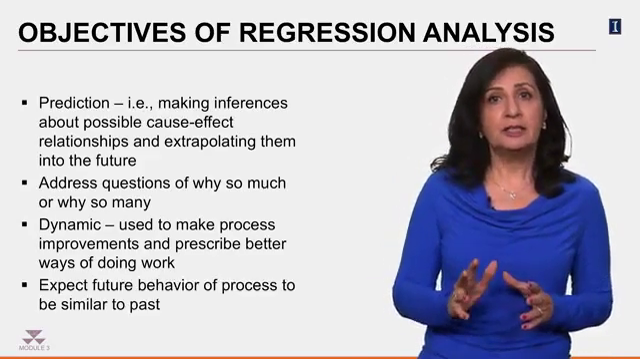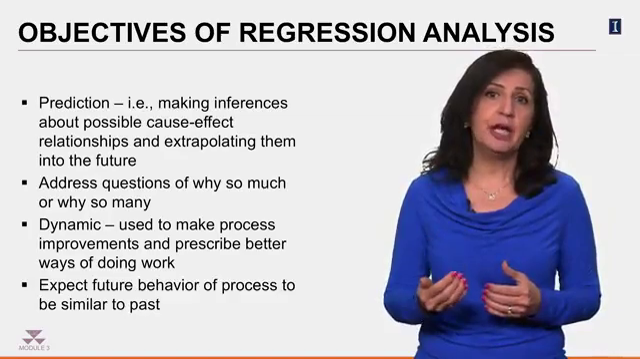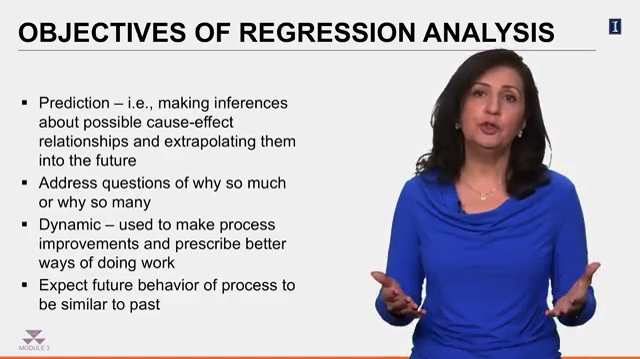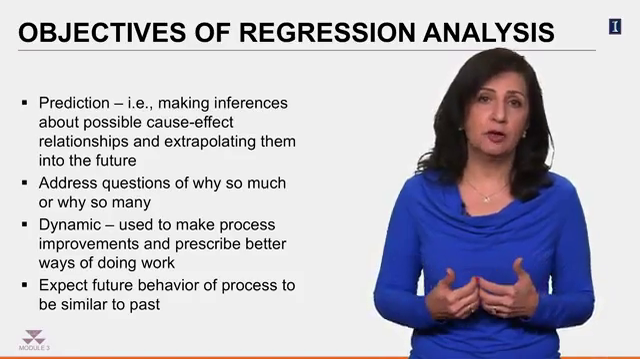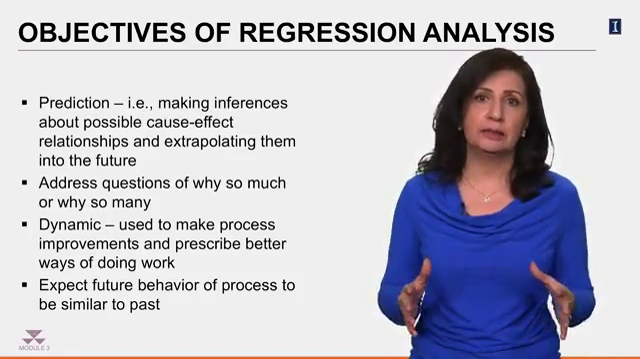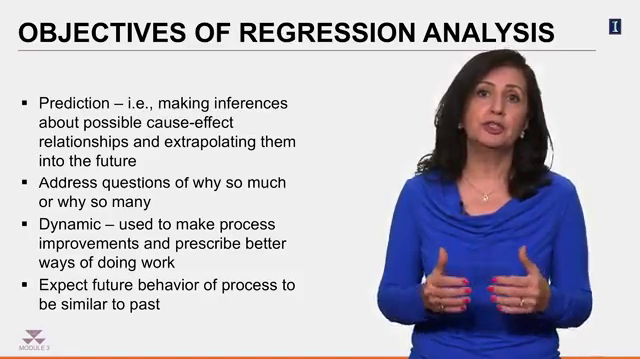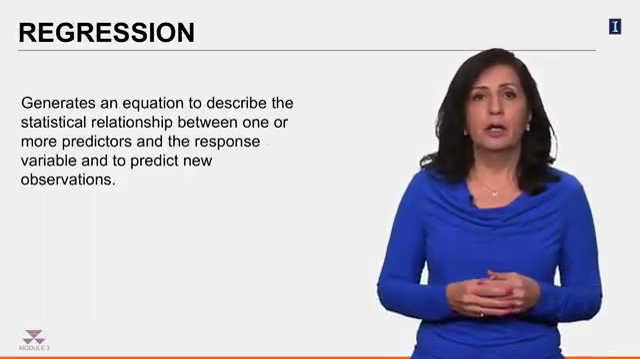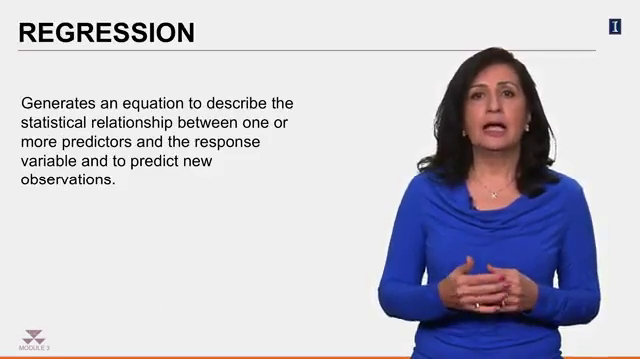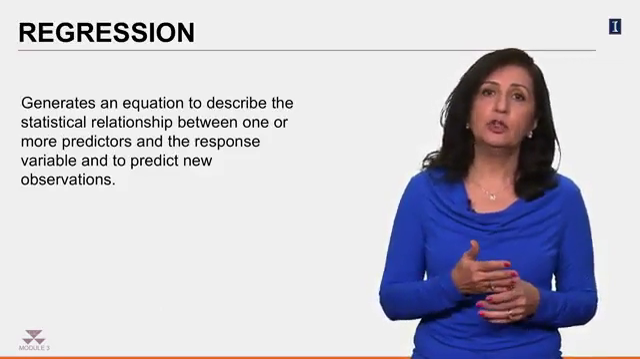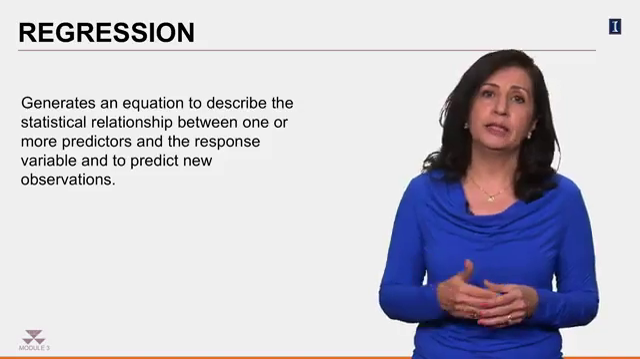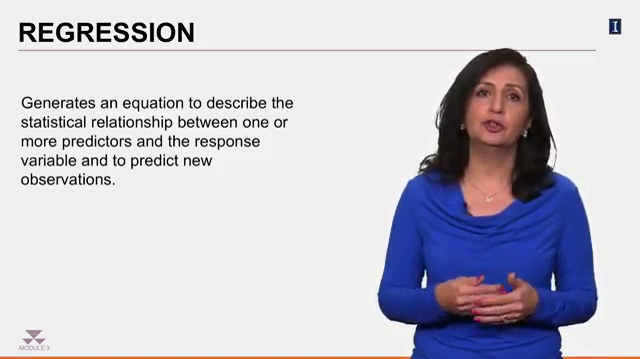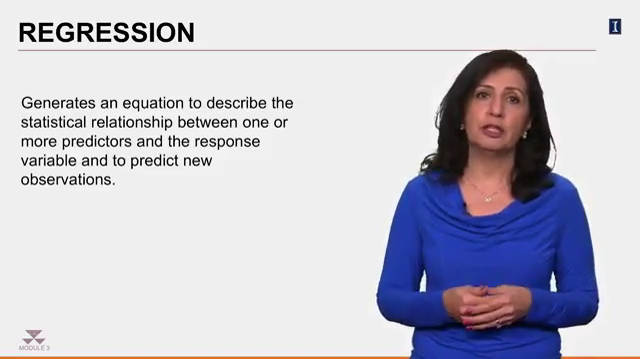One caveat here is the fact that we expect future behavior of the process to be similar to the past. At some time in the future, the relationship that we have discovered may weaken or cease to exist. So watch how well the predictions are turning out and adjust the model when needed. Regression analysis will generate an equation to describe the statistical relationship between one or more predictors and the response variable, and then we can use the regression equation to predict the outcome of new observations.